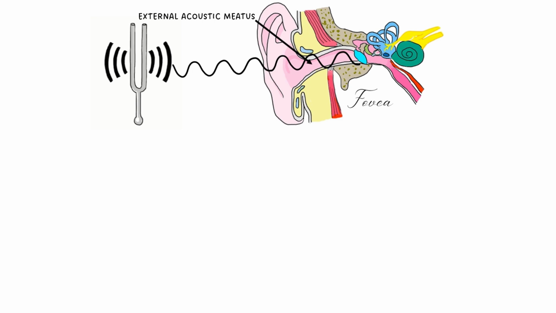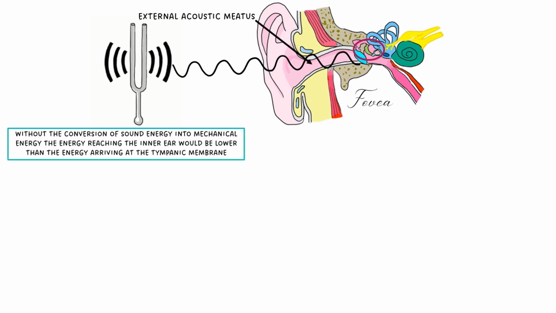The first transformation consists of the conversion of sound waves, the air vibrations, into tympanic membrane vibrations. These vibrations then get transmitted into the middle ear and the ossicles. The middle ear acts as mechanical transformers and amplifiers so that the sound waves reach the organ of Corti. Their amplitude is 22 times greater than that of the air impinging on the pinna. Without the conversion of sound energy into mechanical energy, the energy reaching the inner ear would be less than the energy reaching the tympanic membrane.